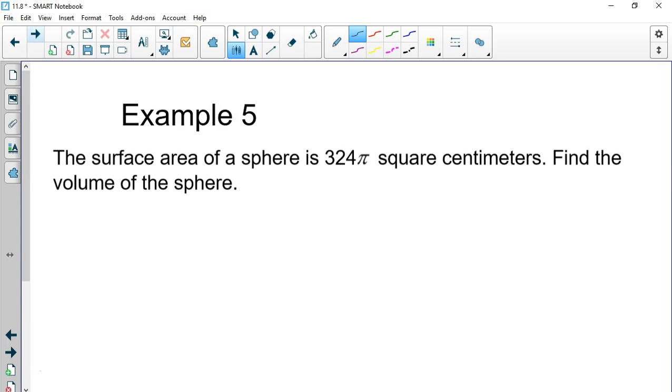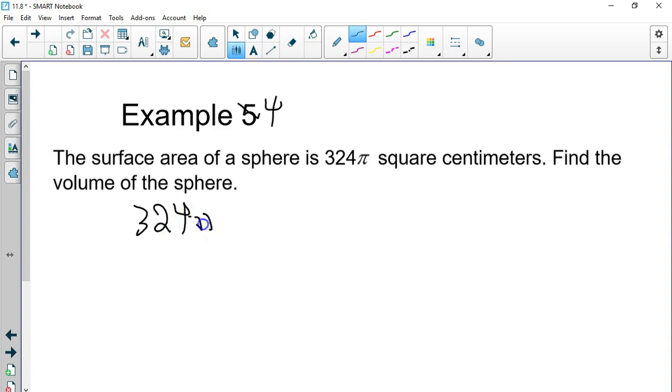Okay, this is actually example 4. The surface area of a sphere is 324. Find the volume of the sphere. Interesting. So, first step is we need to find out the radius of this thing. So we work backwards. So there's going to be a 2-step problem.